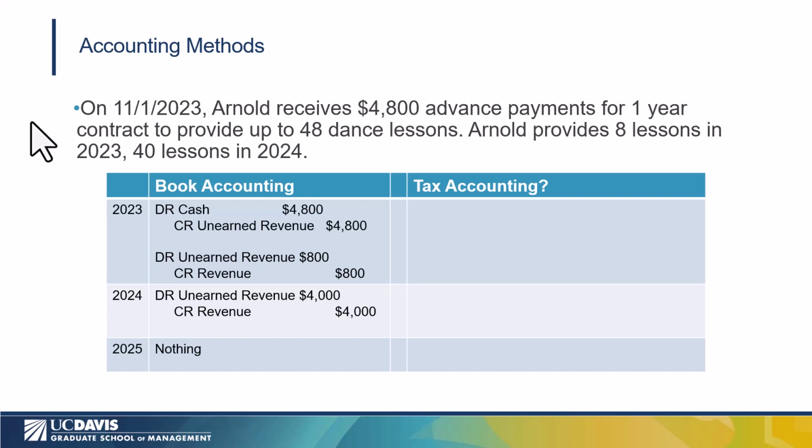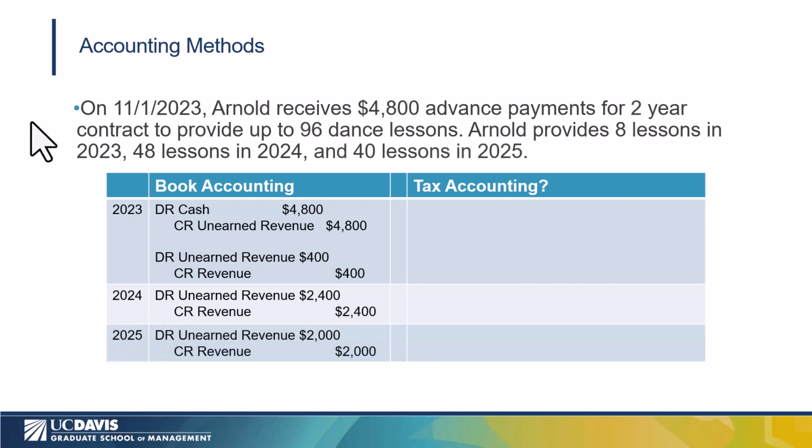So when Arnold receives the money, debit cash, credit unearned revenue. Then at year end, since he's provided 8 lessons, he's going to go ahead and debit the unearned revenue for the $800, right? 8 lessons times $100 a lesson, and credit revenue for $800. So he's recognized $800 worth of revenue. Then in 2024, he recognizes the remaining 40 lessons. So he's just going to debit out, no more unearned revenue and credit all the revenue. So the $4,800 is earned over the 2 years. How about the tax accounting?